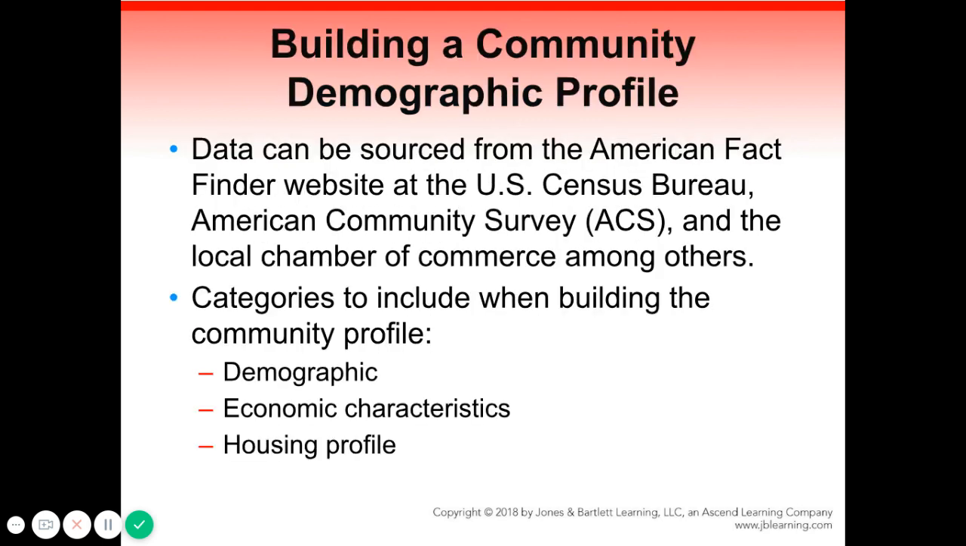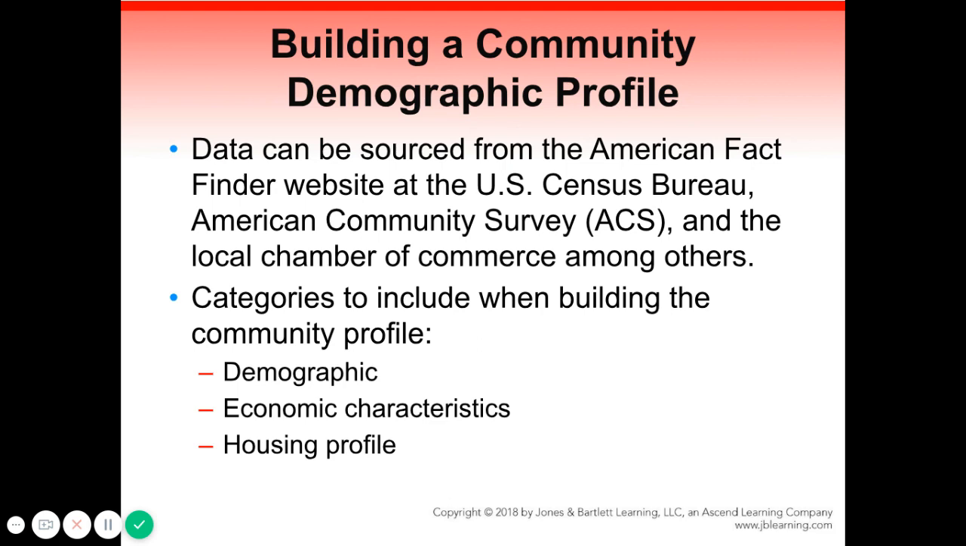The next thing you're going to want to do is build a demographic profile for your community. So you're going to want to take that information that you've gotten on some of your populations and those risks, and create a profile. The data can be sourced from the American Fact Finder website at the U.S. Census Bureau. You can look at the American Community Survey and the local Chamber of Commerce, among others. An easy place to start is the Census Bureau website. And like I said earlier, it's just census.gov. You can go and look by census tract, and you can look at your area or even just specifically your city, and it'll break down the information for your community.